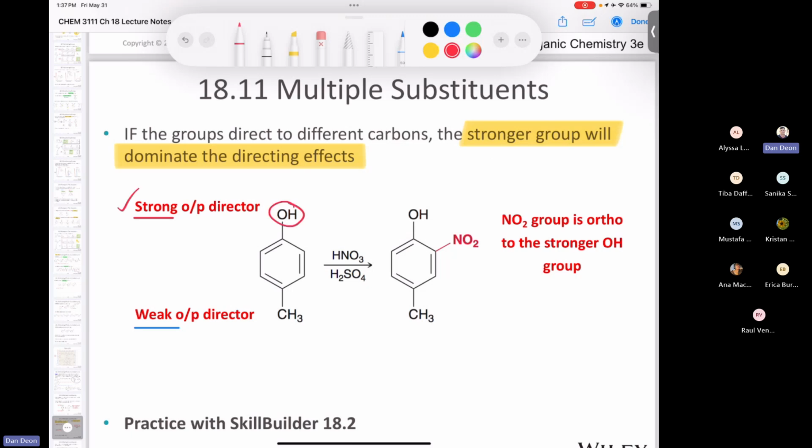So this hydroxyl group is directing to the ortho position and the para position, but the para position is blocked by the methyl group. And so the nitro is going to go ortho to the strong directing group, and it's going to go meta to the weak one. Is everybody with me on that one? Can I get a thumbs up on that one? I just want to take it slow to make sure everybody's with me on the concepts.